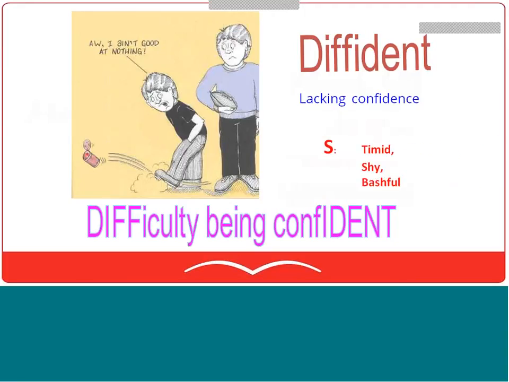Another way is to associate or group words that mean the same thing together. For example, the synonyms for diffident are timid, shy, and bashful. So when you're revising these words, group them together and revise them at the same time. So you will remember them as a group of words rather than an individual word. Let's look at another example.